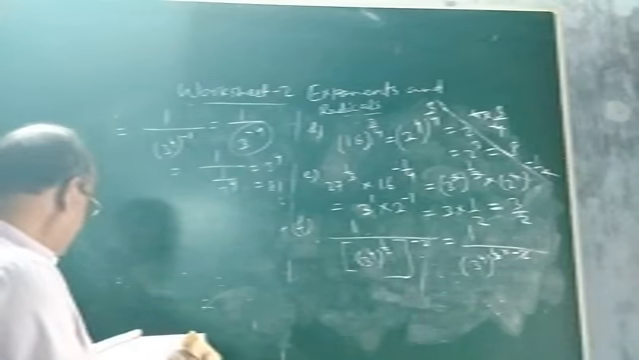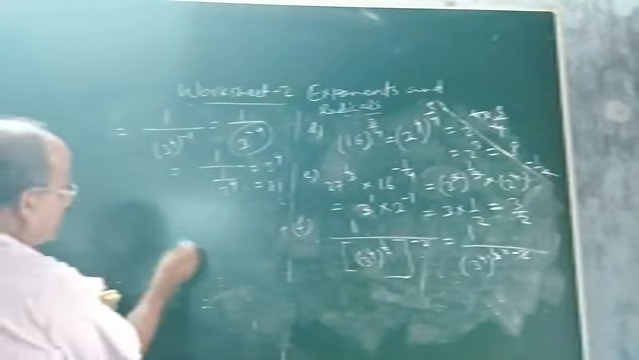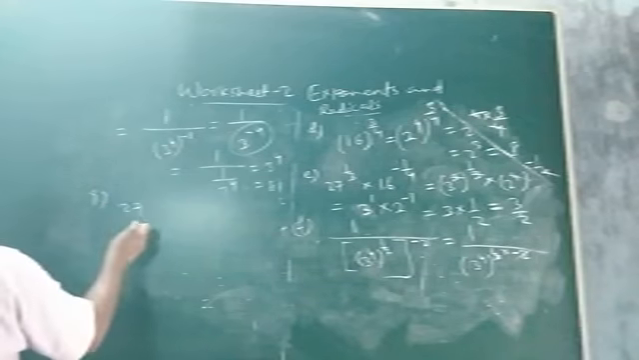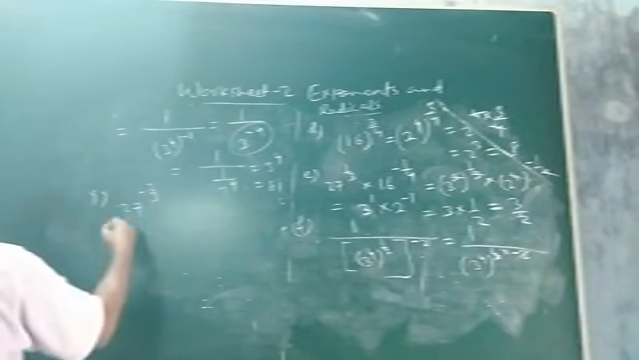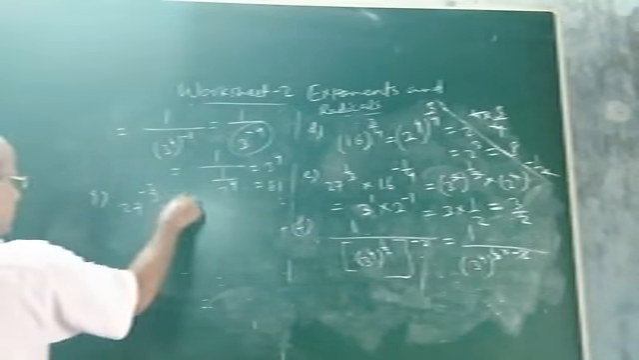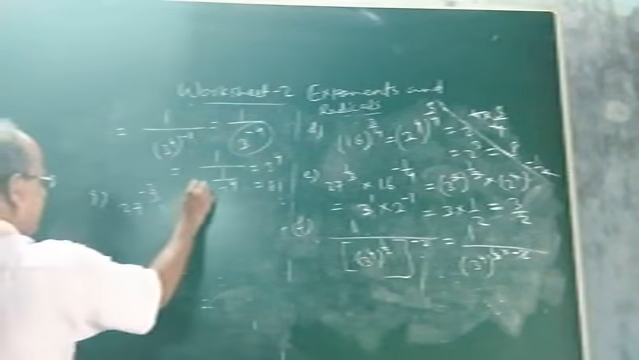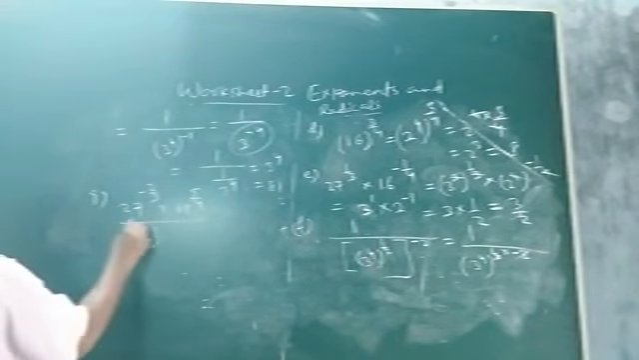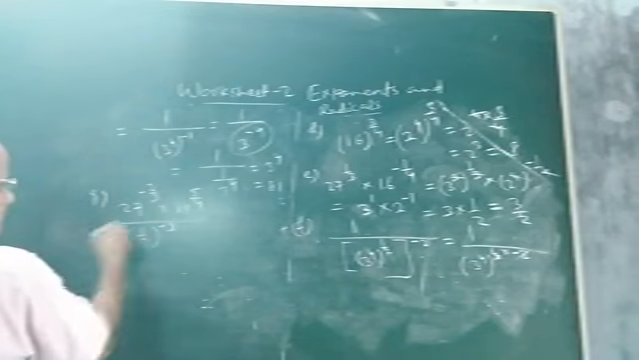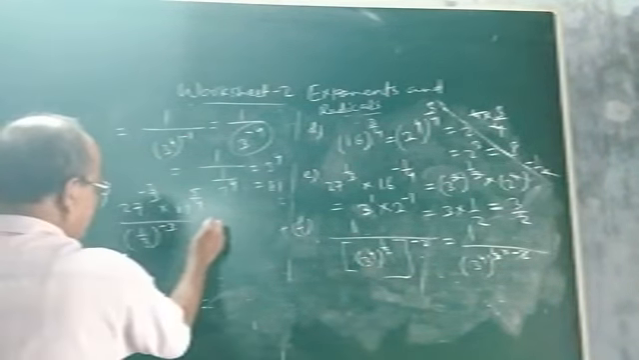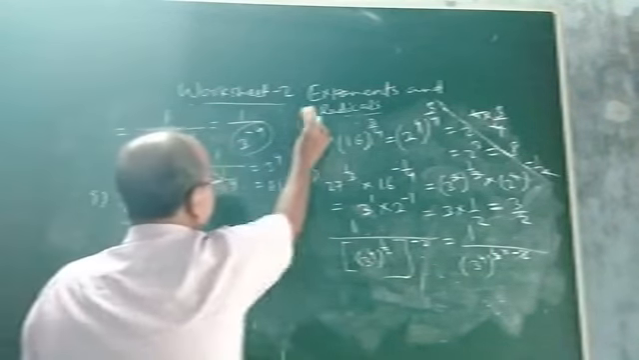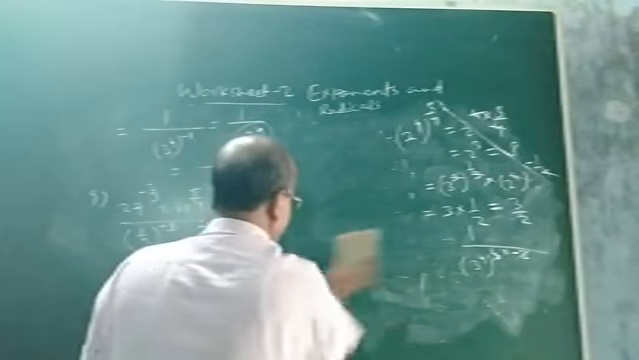Now, let me discuss the next one. What is the next question? The next question is [27 to the power minus 2/3 into 81 to the power 5/4] whole divided by (1/3) whole to the power minus 3. Let us see how to solve this. See children, what we will do to solve this?